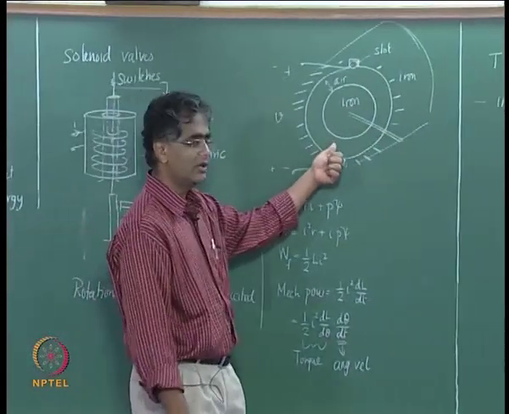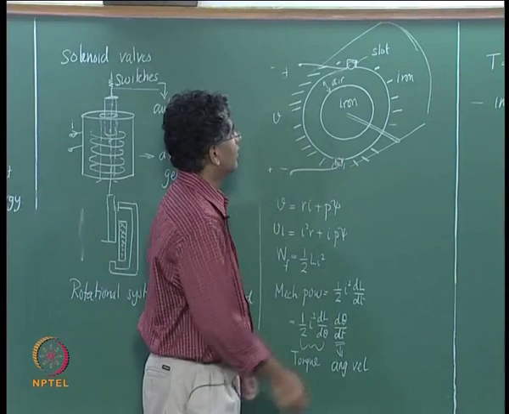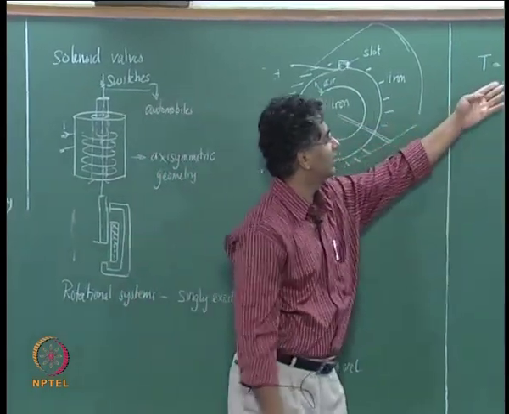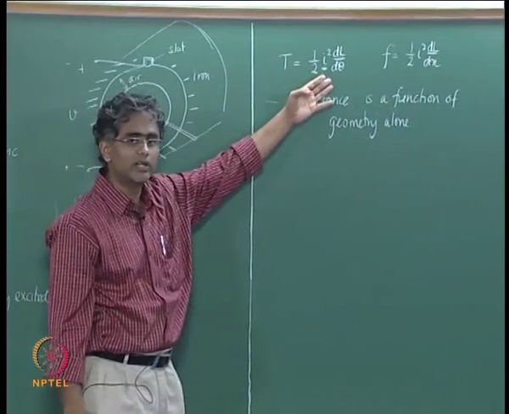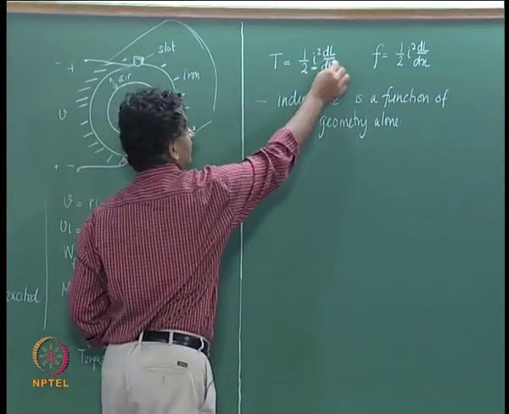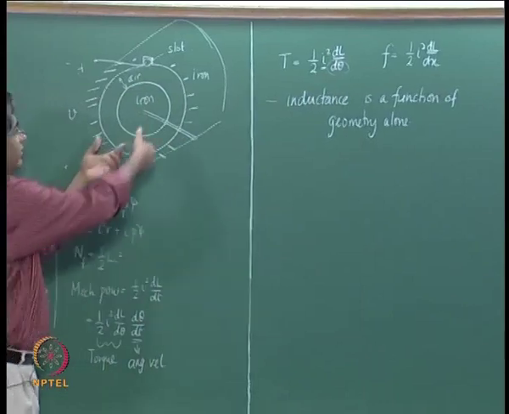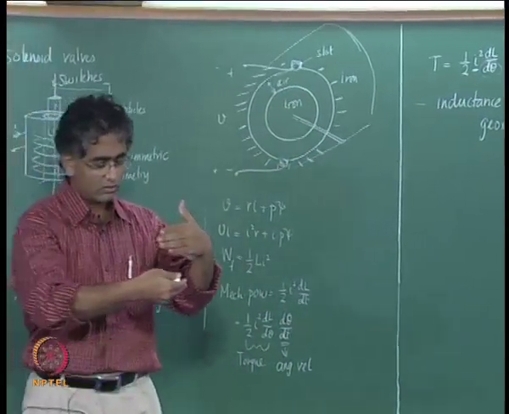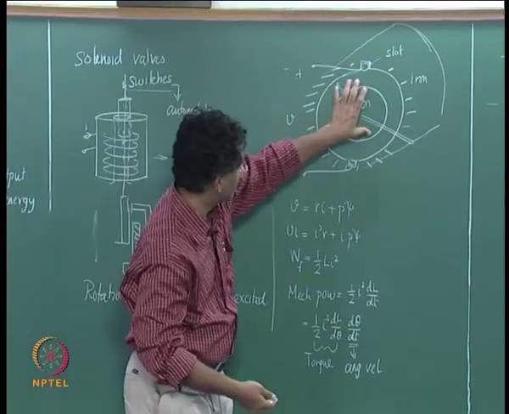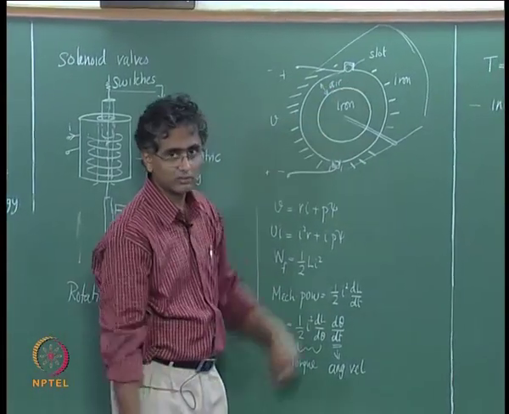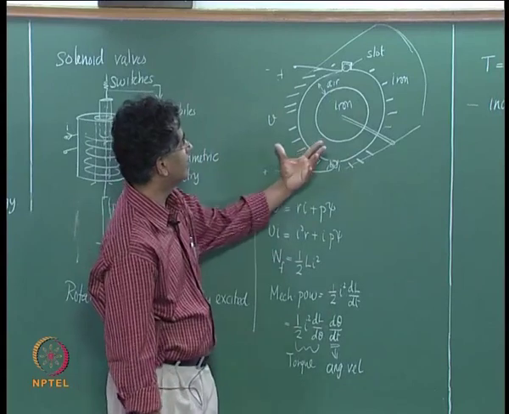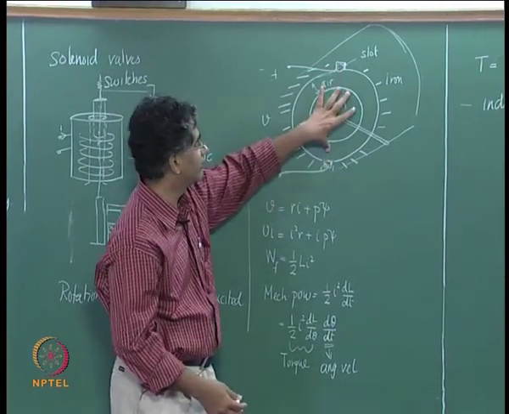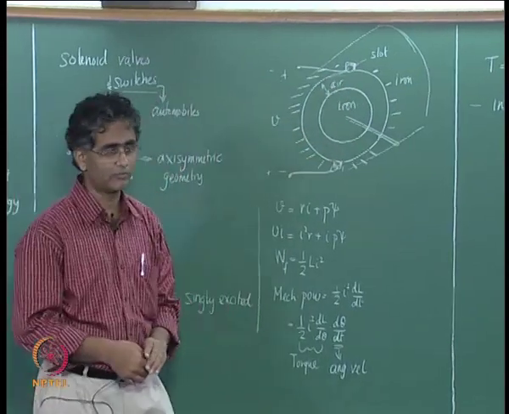In the system here, the inductance, if at all you say that it is half I squared dl by d theta, how can angle undergo a change? Angle can undergo a change if the rotor is now going to rotate. If the rotor undergoes a rotation, then the angle of the rotor undergoes a change, and we are going to look at how the inductance of this is going to change if the rotor is going to rotate.